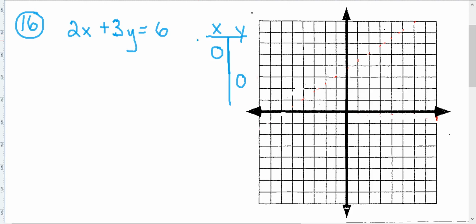All right, and let's see if we can do this. So if x is 0, it kind of wipes all this away here, which means it's gone. And I'm just left with 3y equals 6. Divide both sides by 3, and I get y is 2.